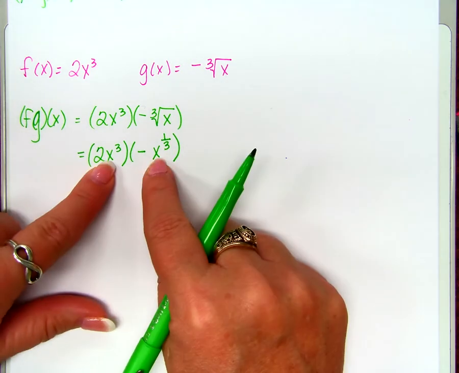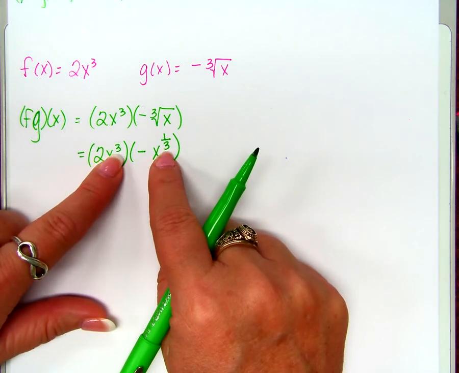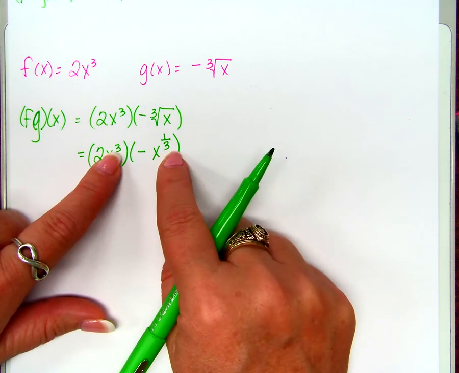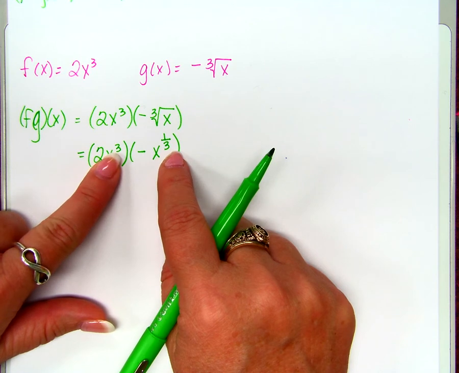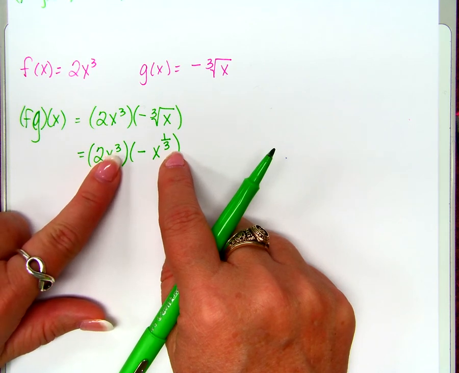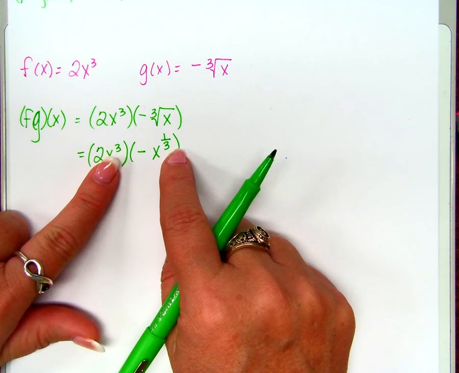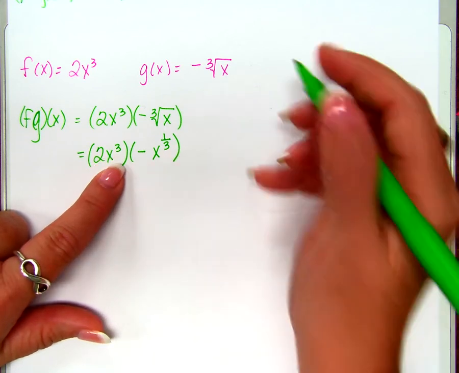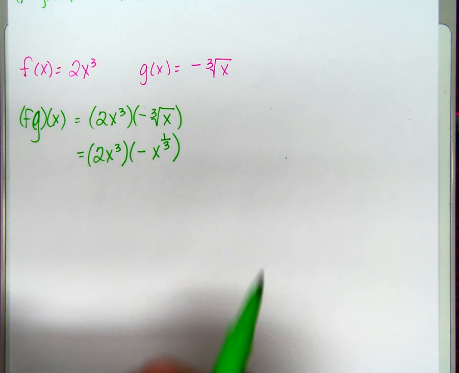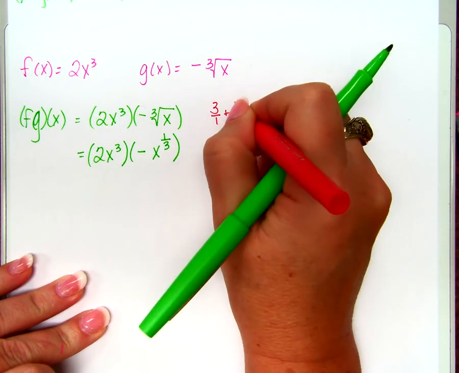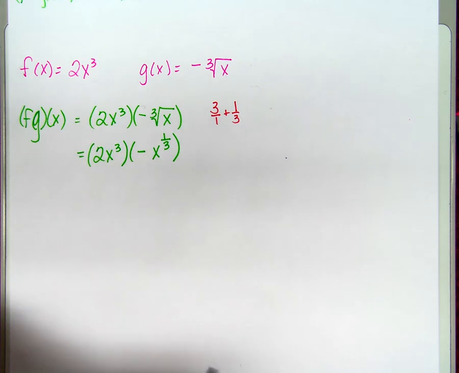Now that I have a like base, what can I do with the exponents? Add them. So how do I add 3 and 1/3? How do I add fractions? I need a common denominator. So I'm going to come over here to the side. I'm going to say 3/1 plus 1/3. I made 3 into a fraction. You okay with that? Okay.